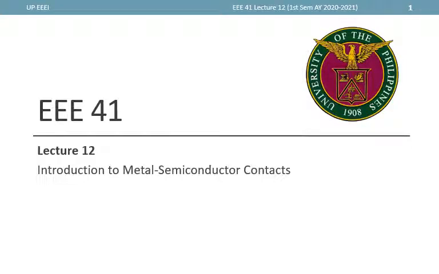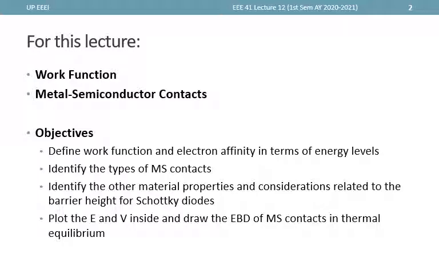This is lecture 12 and we'll introduce metal semiconductor or MS contacts. To properly analyze MS contacts, we need to introduce a new material property called the work function. Our first objective is to define the work function and electron affinity in terms of energy levels.